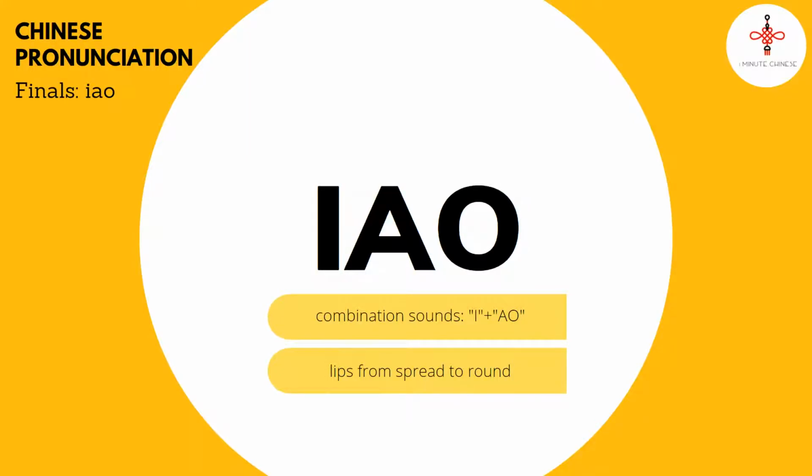When you pronounce the Yao sound, first pronounce the Mandarin Chinese E sound like the Y in the English word yes with spread lips. Then pronounce the Mandarin Chinese Ao sound like the OW in the English word coward, but with less emphasis on the W sound. Let's try to combine them. E, Ao, Yao. E, ow, yow.